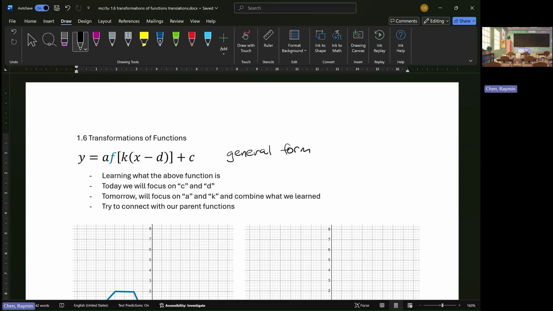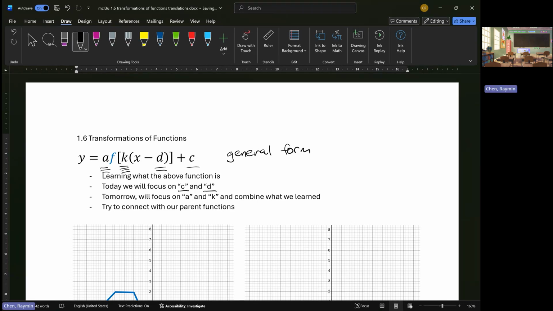Now, what we would like you to understand in the transformation unit is understanding what is happening to these functions. So we're going to focus on today the c value and the d value. I like going in this order. I like doing c first, then d second. Tomorrow we'll talk about a, and then the hard one, which is k. Let's get this out of the way. What does f stand for? It just stands for function. That's all it is. f stands for function, and it'll make more sense when we look at the parent functions tomorrow when I see you in class.